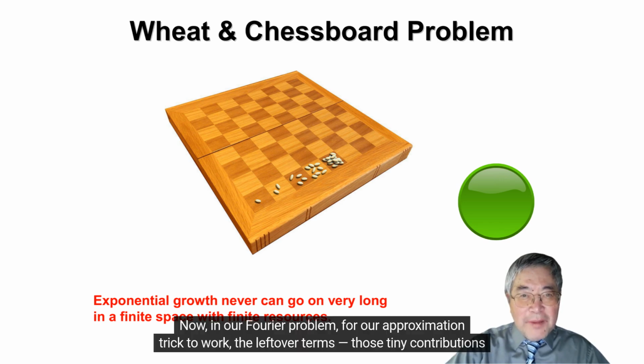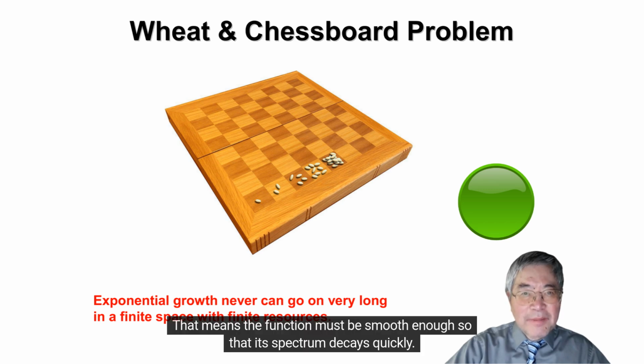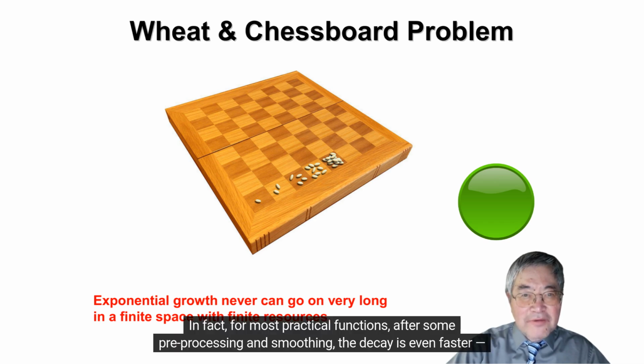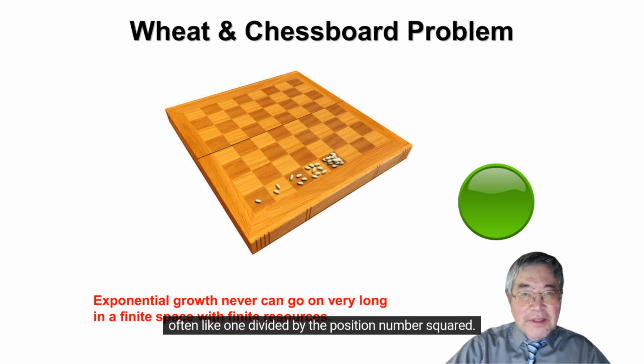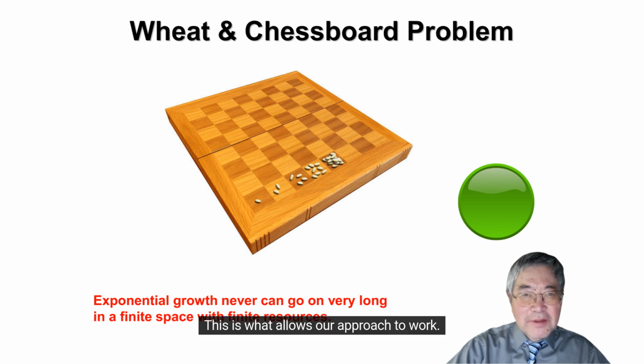Now, in our Fourier problem, for our approximation trick to work, the leftover terms, those tiny contributions from faraway frequencies, must shrink faster than 1 divided by the position number. That means the function must be smooth enough so that its spectrum decays quickly. In fact, for most practical functions, after some pre-processing and smoothing, the decay is even faster, often like 1 divided by the position number squared. And in that case, adding up all the small contributions still gives you a small total. This is what allows our approach to work.